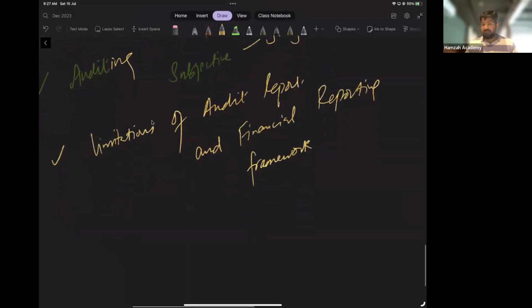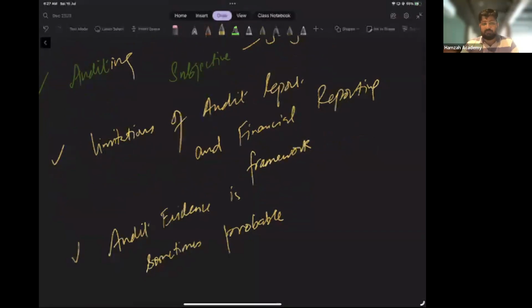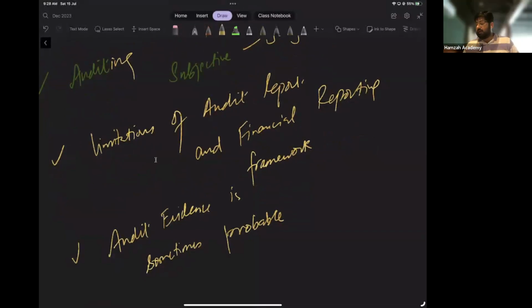The next limitation is that audit evidence is sometimes only probable. Sometimes audit evidence indicates what is probable and not certain.